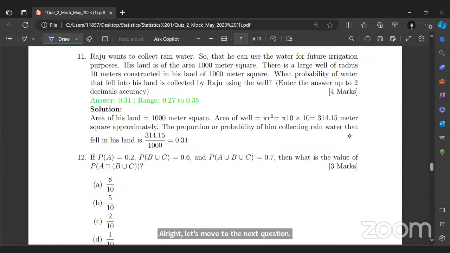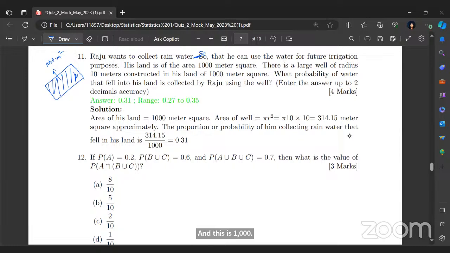The question says, Raju wants to collect rainwater so that he can use the water for future irrigation purposes. His land is of the area 1000 meters square. So let's say this is the land area, and this is 1000 meters square.